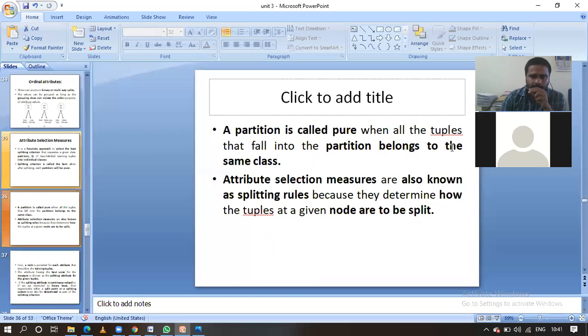Another name for this attribute selection measure is splitting rules. Another name for this is splitting rule. Why? Because we are going to divide the node based on the split criteria. The attribute selection measure is also known as a splitting rule, because we divide the attribute based on the split criteria.